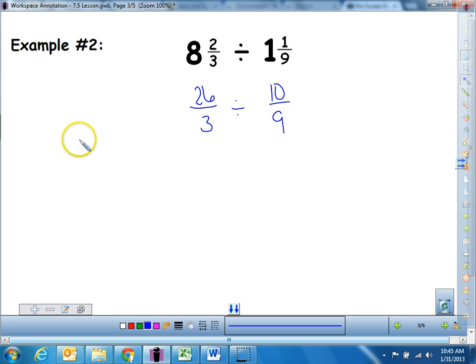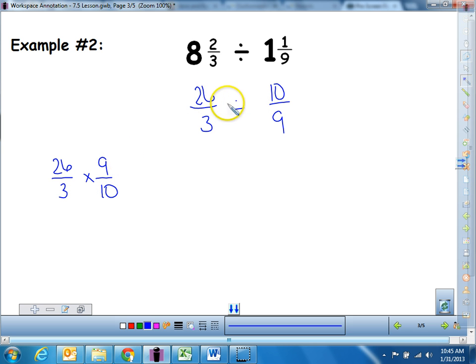Now I want to rewrite the problem as multiplication, and it's important that you rewrite this step until you're good and comfortable with it. I want to see you rewriting it. So 26/3 times 9 over 10.